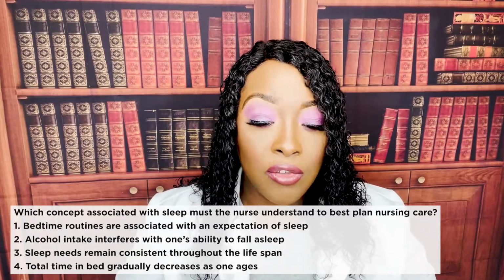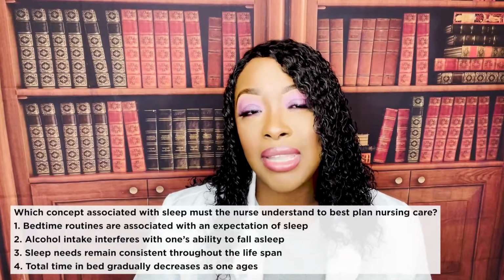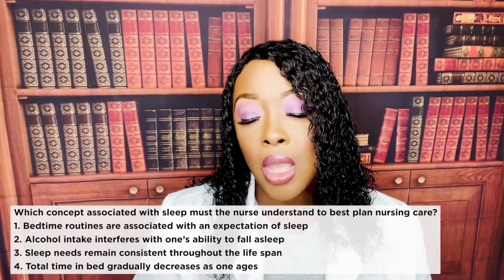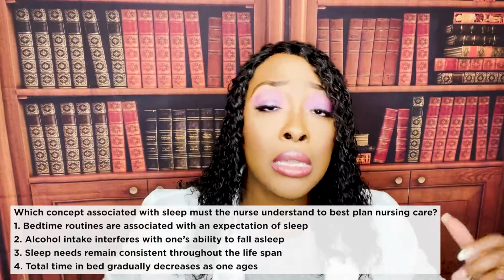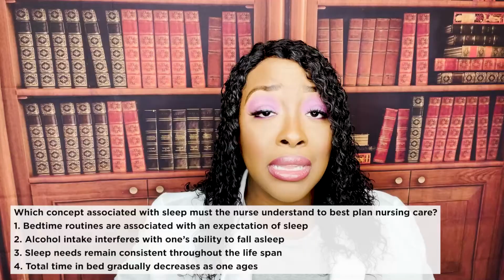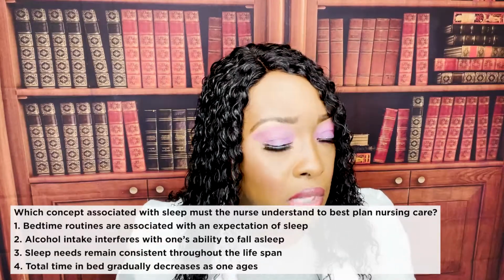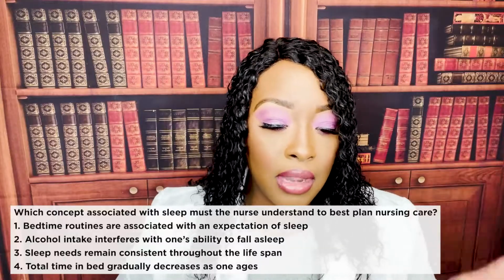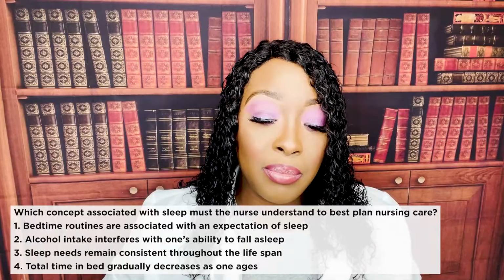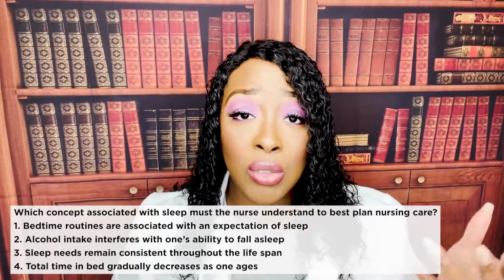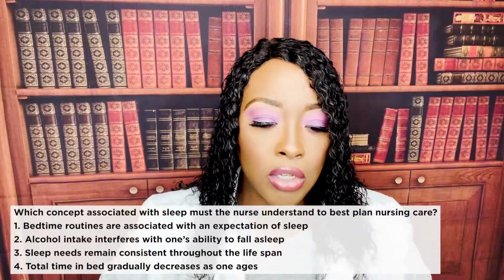2, alcohol intake interferes with one's ability to sleep. As much as many people think that alcohol is a stimulant, because you think of people who are drunk and they're rowdy, alcohol is actually a depressant. It slows things down. But we're not going to tell patients to drink alcohol to go to sleep. Is that healthy? No. Number 2 is incorrect. It doesn't interfere with one's ability to sleep. It's a depressant. It may actually make the patient sleep, but it's not healthy, so we're not going to tell the patient to do it.